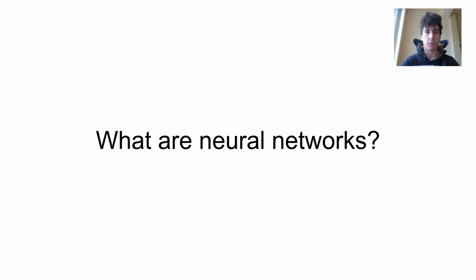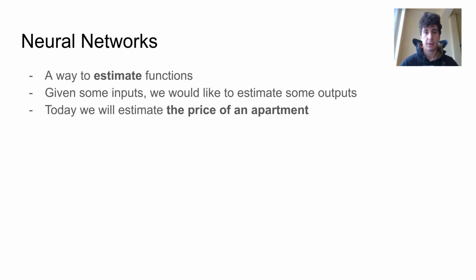Alright, so first of all, what are neural networks? Neural networks are a way to estimate functions. So if we have some inputs and we would like to estimate some outputs, we can use neural networks. And for today's exercise, we will estimate the price of an apartment.